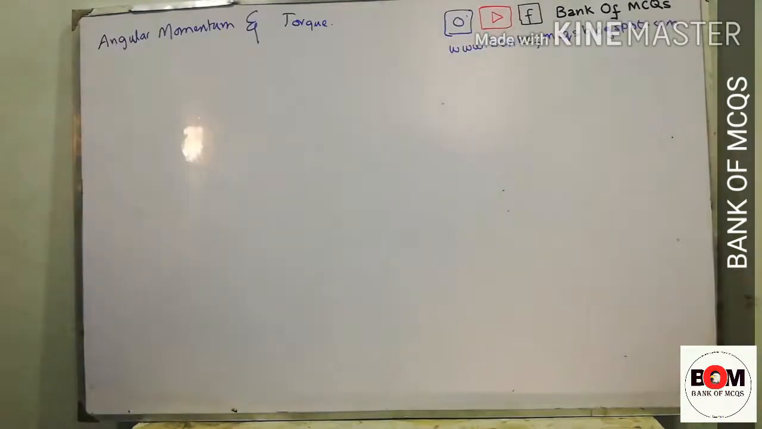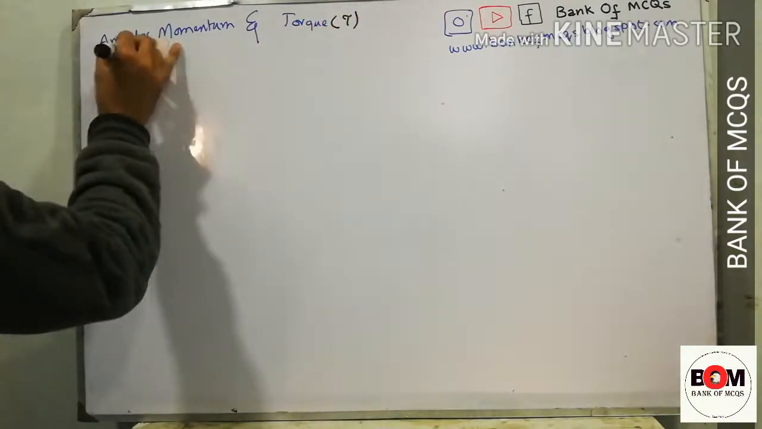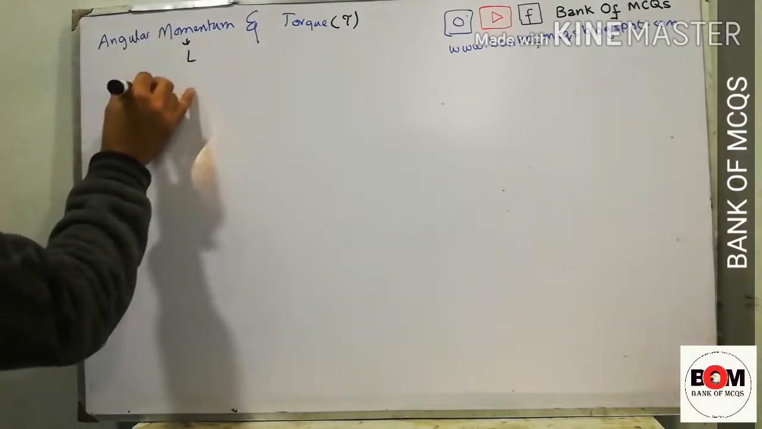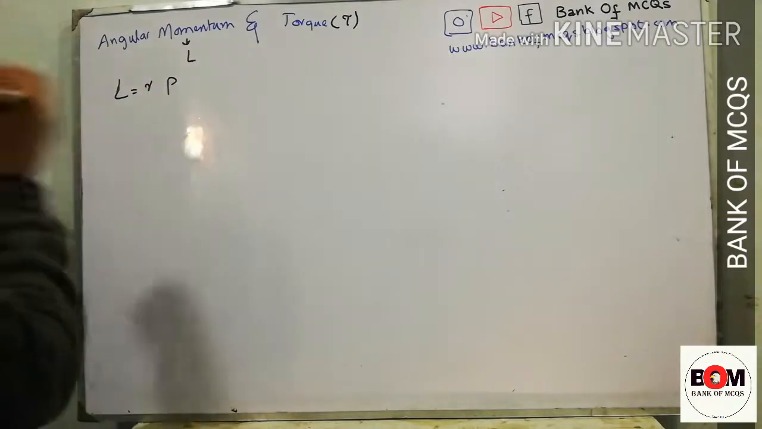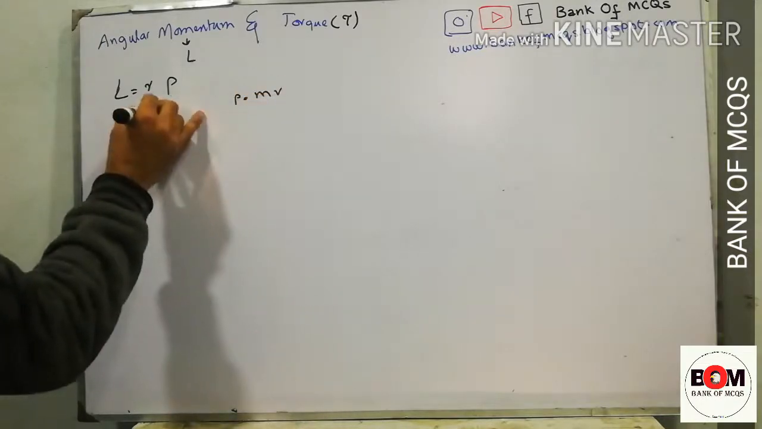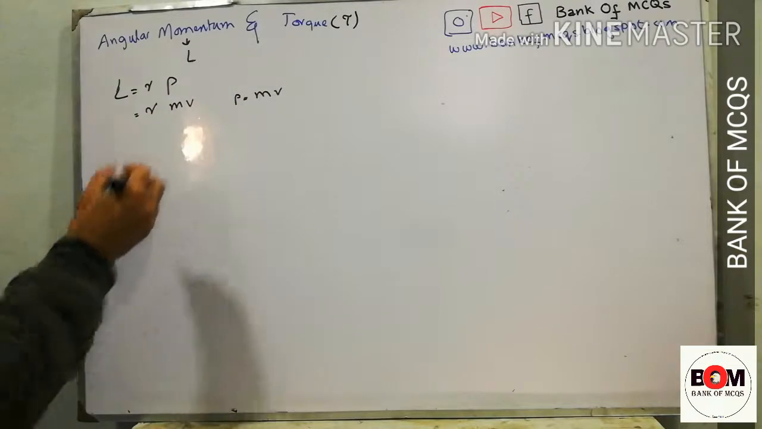There is angular momentum and torque. First of all, torque is denoted by tau and angular momentum is denoted by L. We know that L is equal to R into P. This is angular momentum, this is radius, and P is the momentum. We know that P is equal to m v, so we will get R m v.